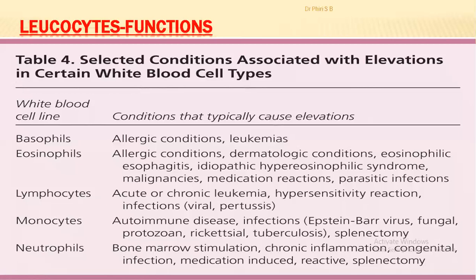Coming to the question that the student asked, in terms of fungal infection, what type of cells are you going to find? What types of white blood cells are going to increase when you have a fungal infection? You have already seen that when you have fungal infection, you have an increase in monocytes. There is a combination of monocytes, macrophages, and neutrophils.